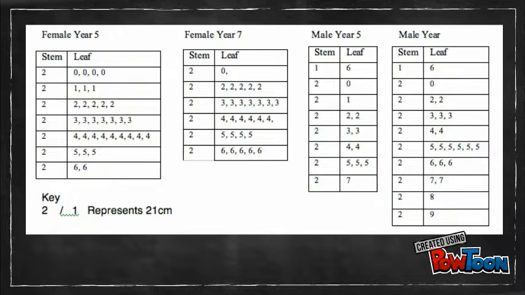My stem and leaf plot shows that the most frequently occurring foot length, or mode, of Year 5 female students is 24 cm, for Year 7 female students is 23 cm, and for both Year 5 and Year 7 males, the mode is 25 cm.